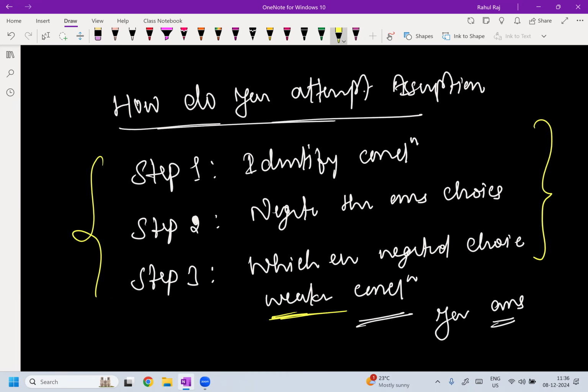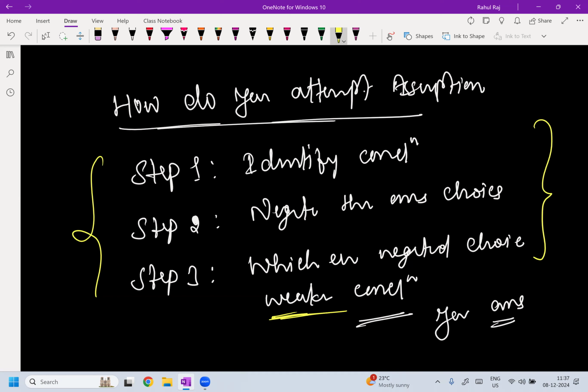Tell me, is this understood? Yes or no? Yes. Identify the conclusion, negate the answer choices, and whichever negated choice weakens the conclusion. Till now, I have told you that assumptions are the backbone of an argument. Hidden facts. Facts mean to support the conclusion. So assumptions by default support the conclusion.